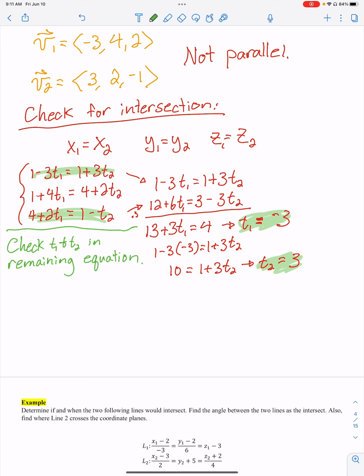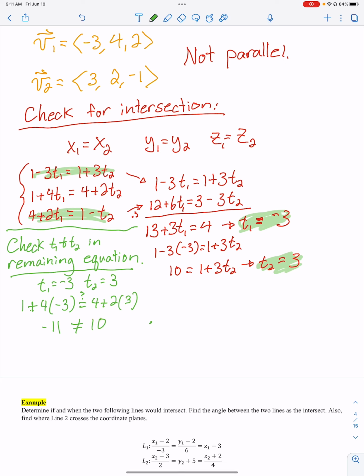All right, so I plug it in. If it works out, then they intersect at those times. If they don't, then they don't intersect. We'll talk about that. So checking that, I got T1 is -3. I got T2 is 3. I plug it in 1 plus 4 times T1. And we're wondering, is that going to be the same as 4 plus 2 times T2? Well, I got -11 does not equal, that's 10.